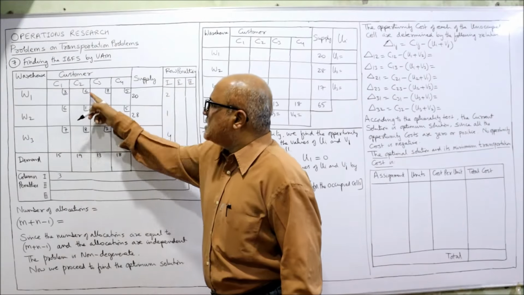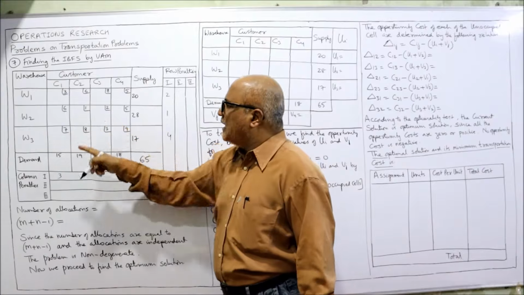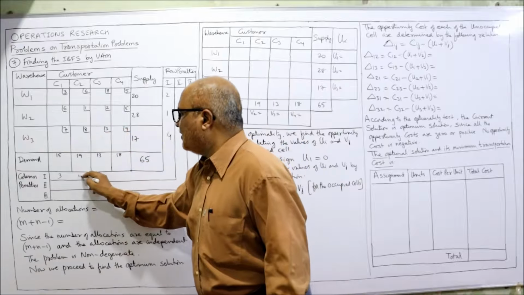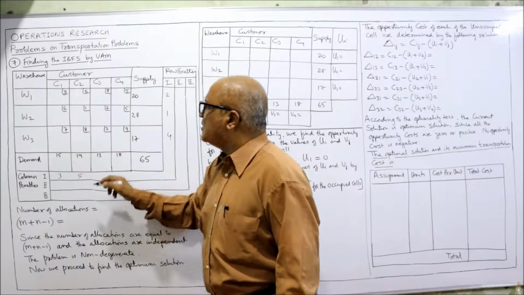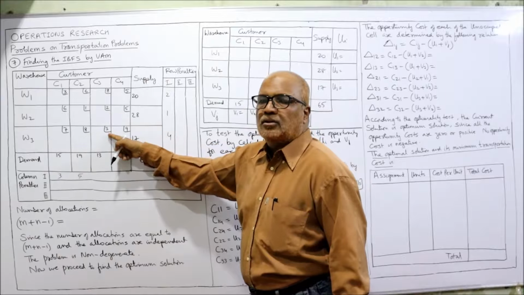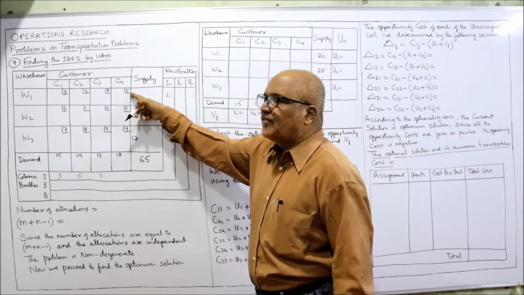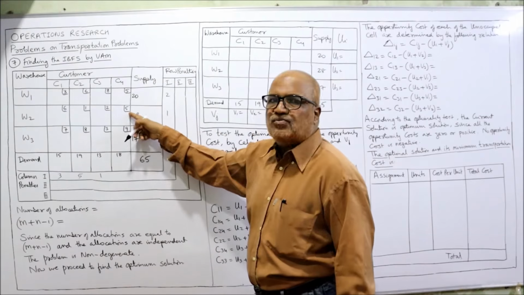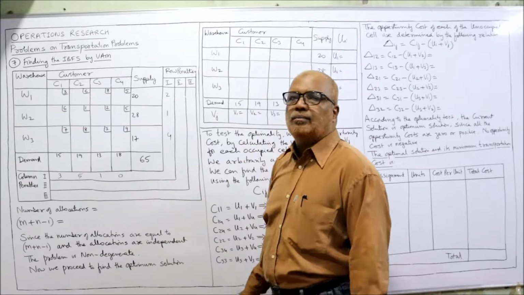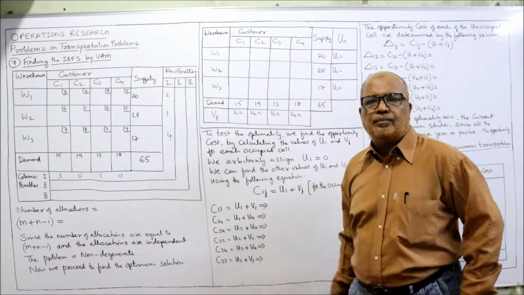Right? Here 6, 1, 8. Lowest is 1, and the next lowest is 6. So 6 minus 1, 5. Right? Here the lowest cost is 2. Next minimum is 3. So 3 minus 2, 1. The lowest cost is 5. Next minimum is 5. So 5 minus 5 is 0. That's all. So we have calculated the first penalty for rows and columns.